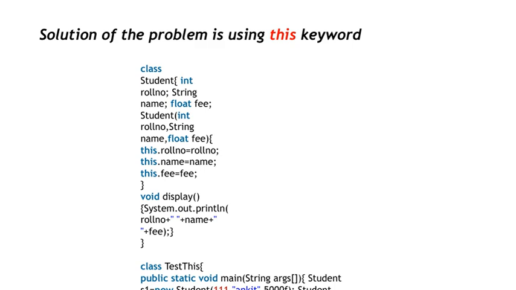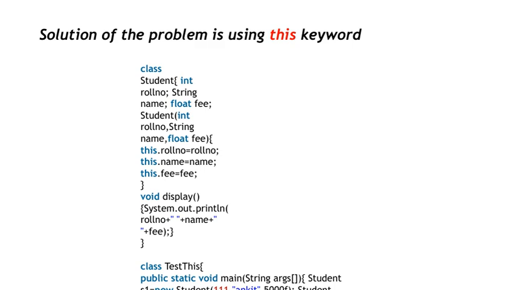Inside the constructor, we assign these parameter values to the class's data members using the this keyword. This helps differentiate between the class variables and the parameters with the same names. Following that, we have a display method, which is a simple function to output the student's details. It uses System.out.println to print the roll number, name, and fee, all separated by spaces. This makes it easy to see each student's information clearly.